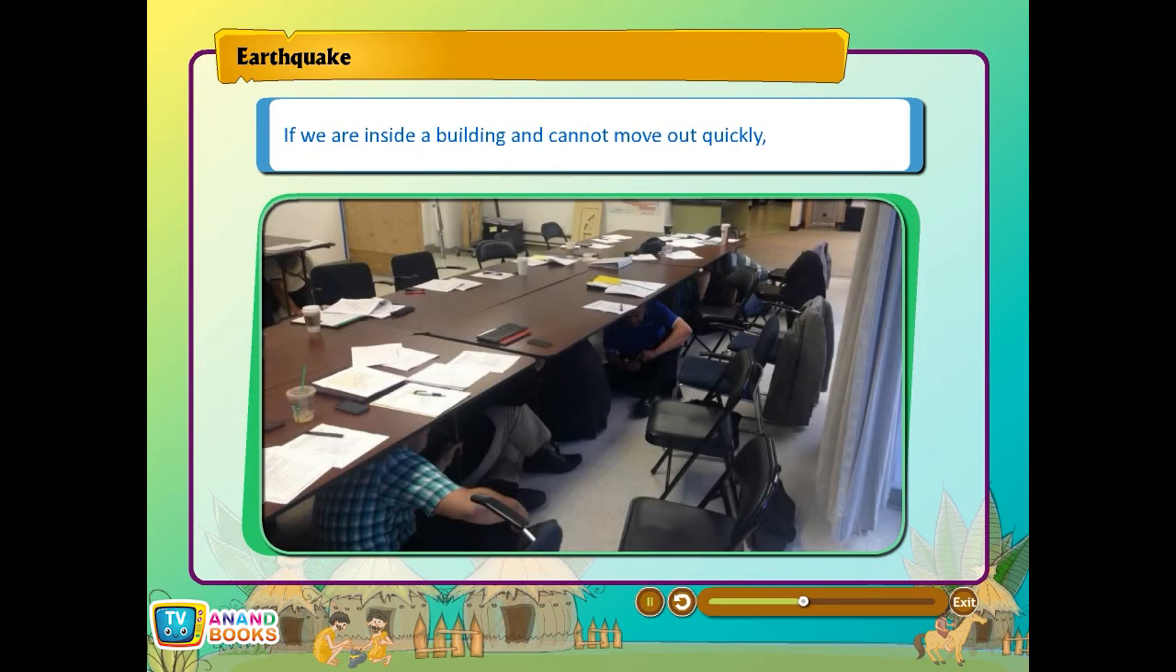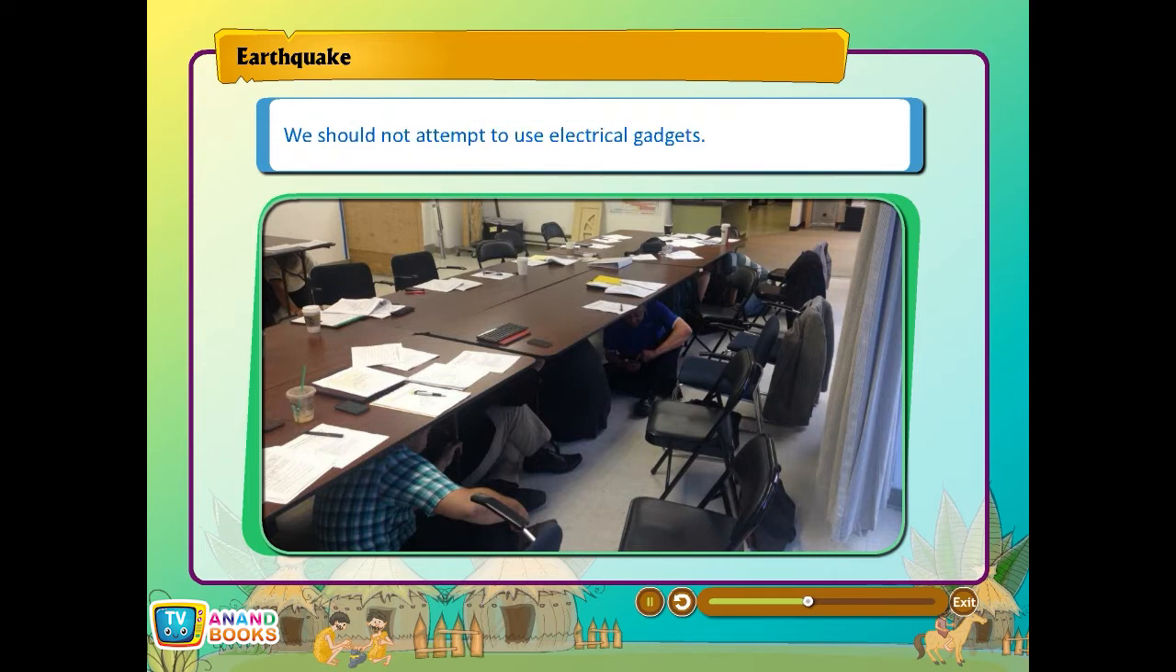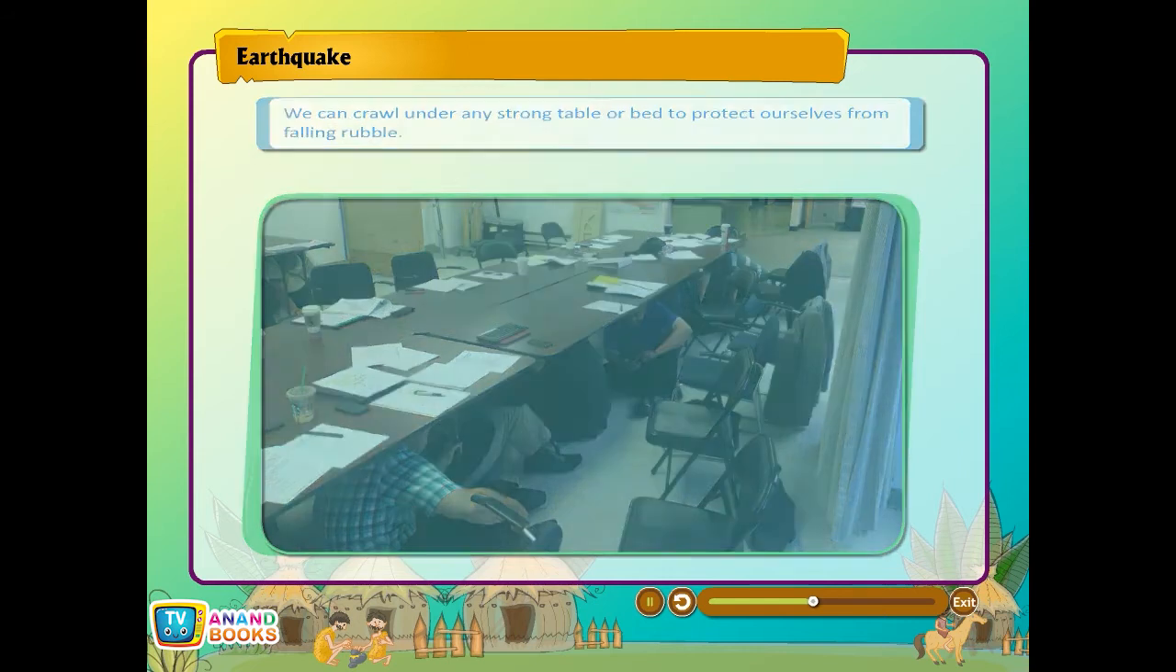If we are inside a building and cannot move out quickly, we should move away from windows and heavy objects that may collapse or shatter. We should not attempt to use electrical gadgets. We can crawl under any strong table or bed to protect ourselves from falling rubble.